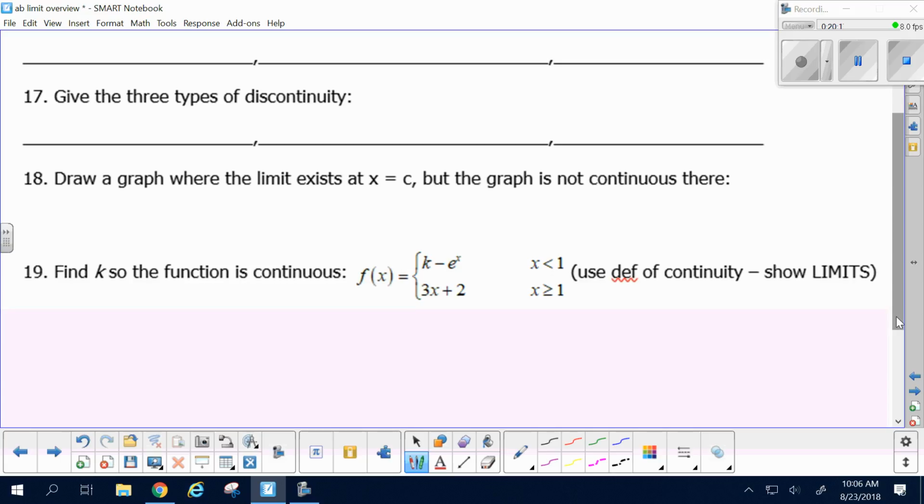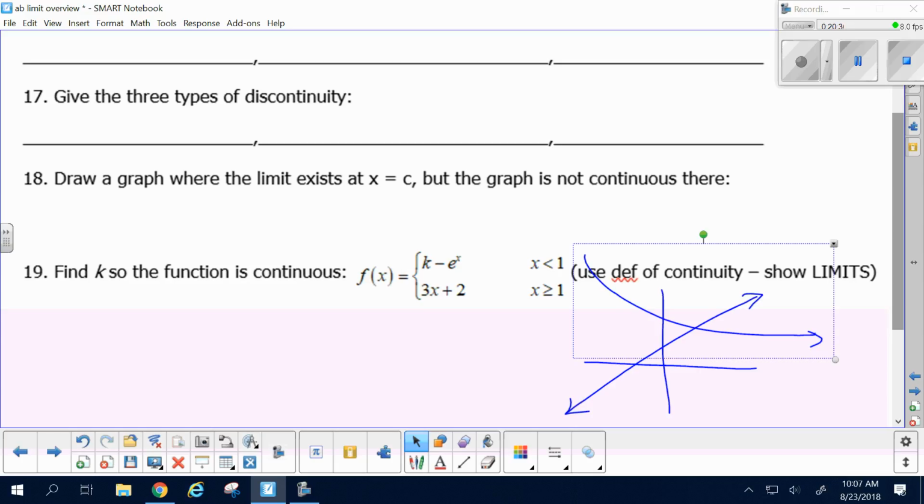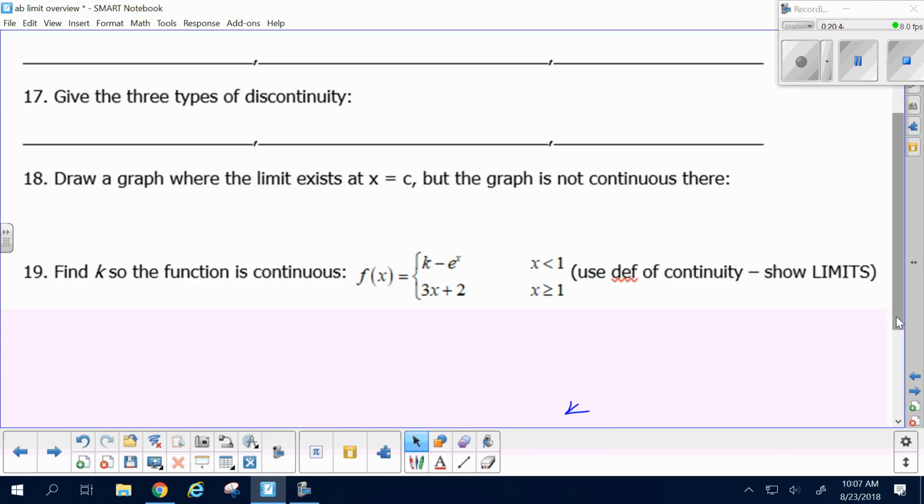So think of it like this. You've got two graphs, 3x plus 2, and k minus e to the x, which looks like this. And in order for them to meet specifically at 1, you're going to have to play with it just a little so they meet perfectly. That's the idea. And then, of course, they're not both over the whole domain. Use the definition of continuity.